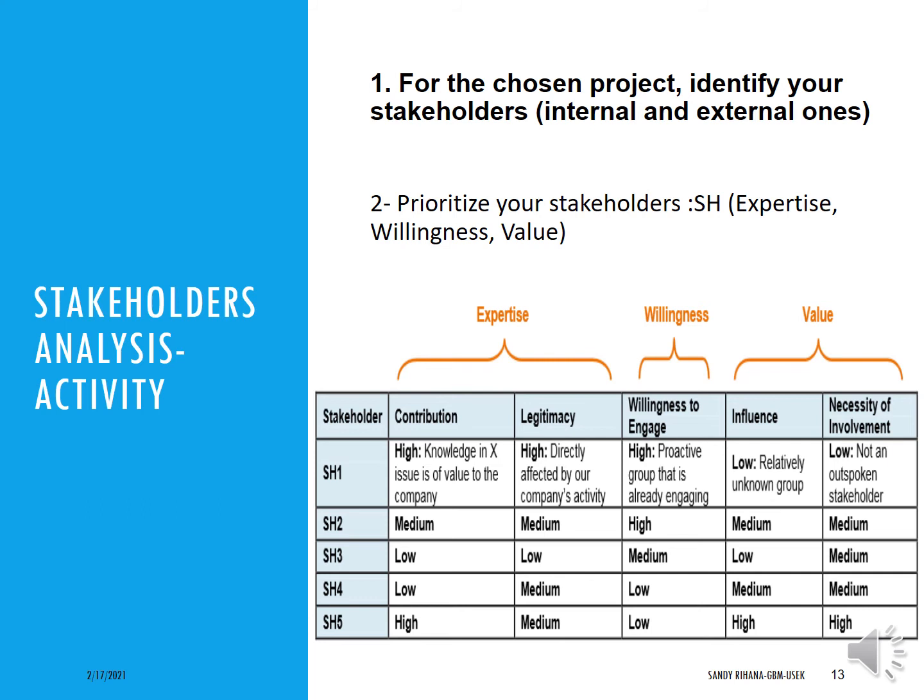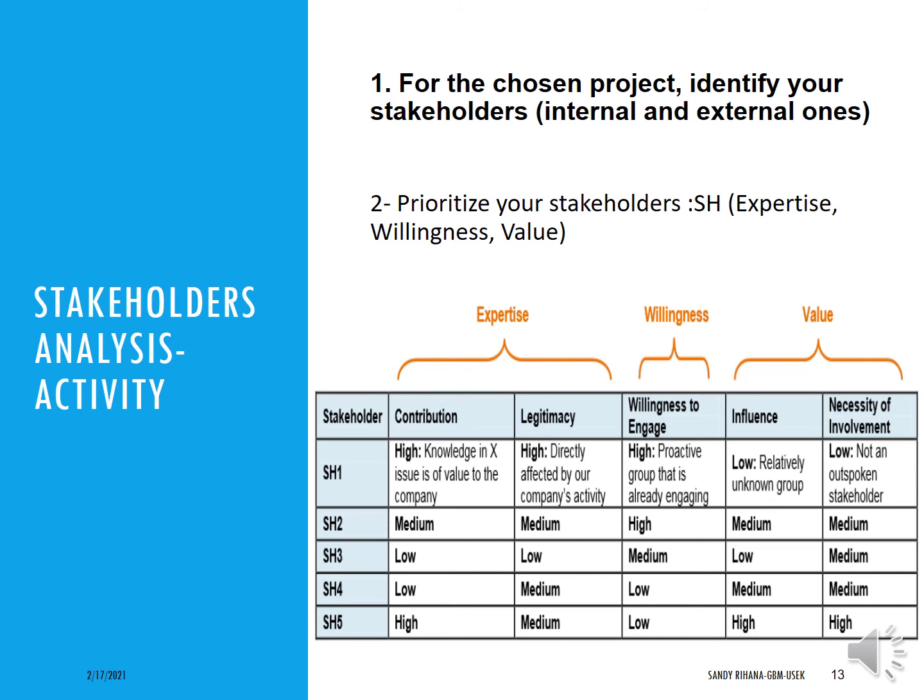Second, prioritize these stakeholders based on expertise, willingness, and value. In the expertise, you have the contribution and legitimacy. The contribution mainly is the knowledge of your stakeholder in X issue in your project, which is a value for your project. So basically, will he contribute to the project? His contribution is high, medium, low. You put the name of the stakeholder in the stakeholder column, and then you put in the contribution column if he will contribute high, medium, or low based on his knowledge and expertise in a certain field, whether it's related to the project or not.